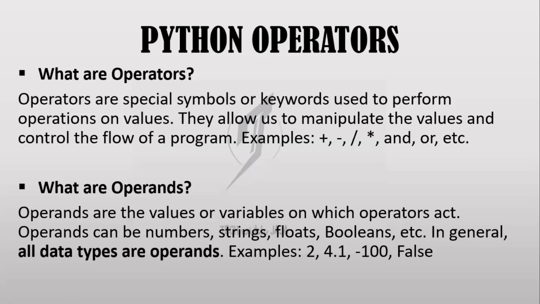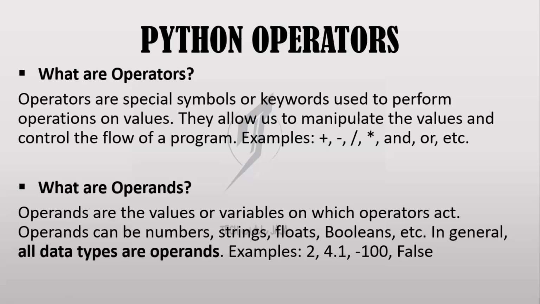What are operators? Operators are special symbols or keywords used to perform operations on values. They allow us to manipulate the values and control the flow of a program. Examples are the dash, the forward slash, the asterisk, the and keyword, the or keyword, etc. So these are operators that we use in Python, and they are used to perform different kinds of operations.